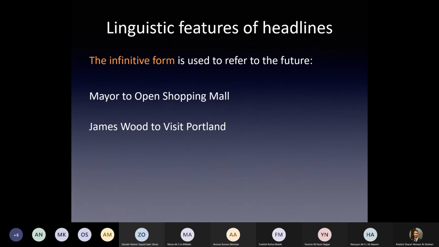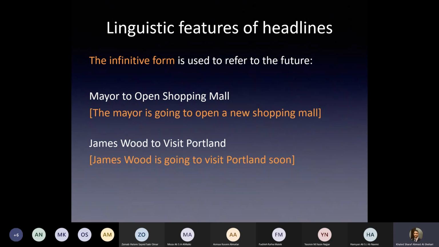And the next one? James Wood will visit Portland. Yeah, the same. The mayor is going to open a new shopping mall. That's the original sentence, but what you said is fine. And the second one, James Wood is going to visit Portland soon. So as a headline, is going is replaced by to plus the verb: to visit Portland. And soon they also removed, leaving it for the text itself.